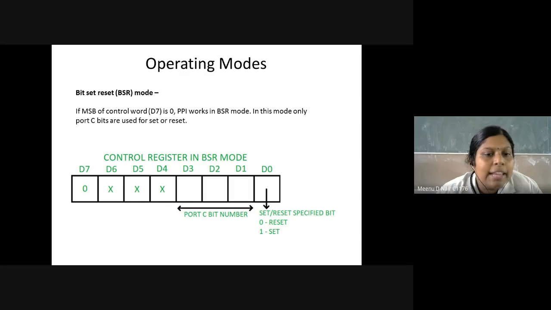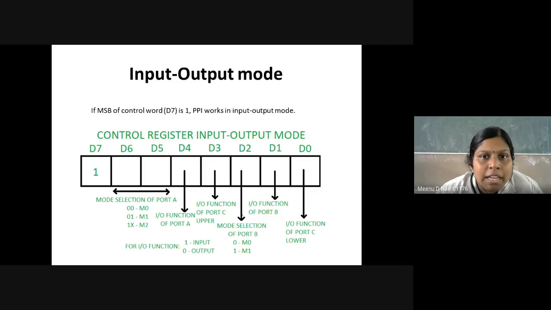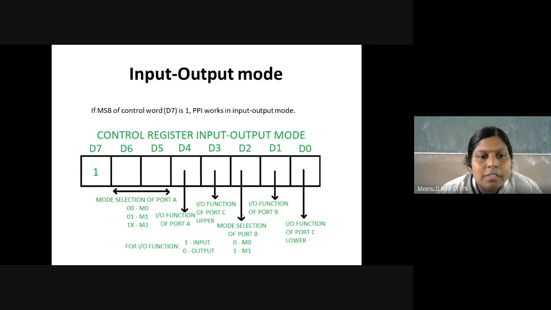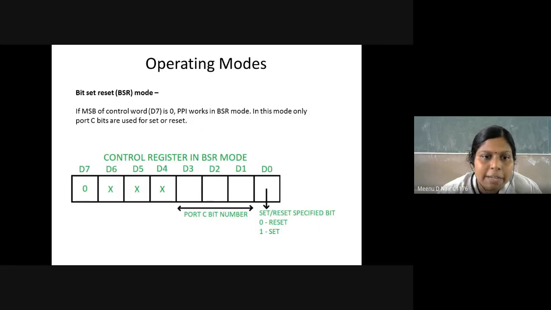So D7 must be 0 to make sure that it works in the bit set or reset mode. Similarly, if the D7 bit is 1, it will work in the input output mode. So if D7 is equal to 0, this 8255 will work in the bit set or reset mode. When D7 is equal to 1, it will work in the input output mode. Then D6, D5, D4 don't have any meaning. They are don't care, you don't bother about that.